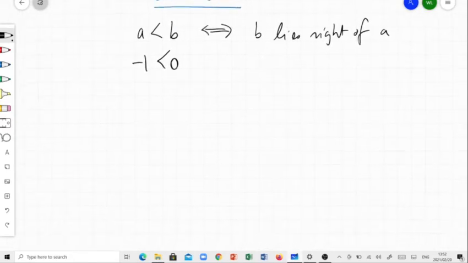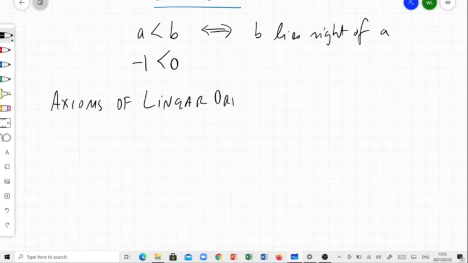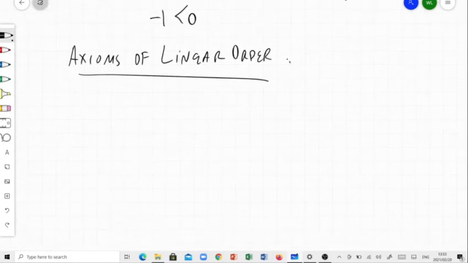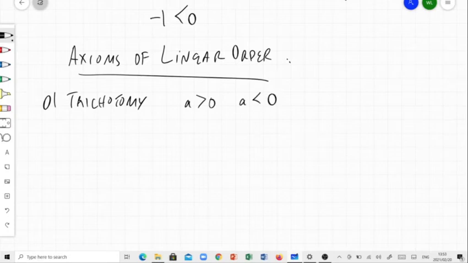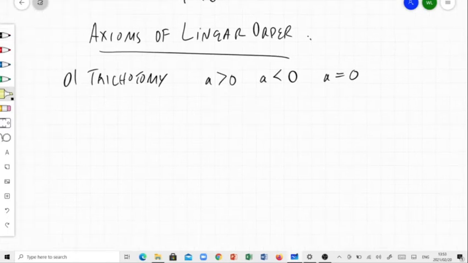Okay, now with this linear order, there are certain rules which we accept without question, because it's geometrically obvious, so we call these things axioms. So let's look at what are called the axioms of linear order. The first axiom of linear order is what is called trichotomy. If I take any real number, that will then correspond to some point on the line, then that point either lies to the right of 0 or to the left of 0, or it is identically equal to 0. And so that is called trichotomy.